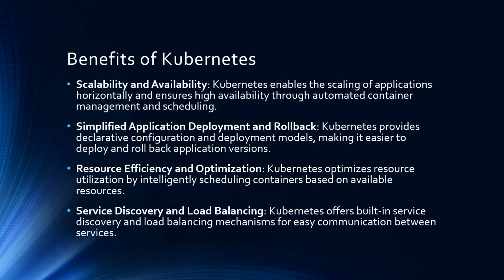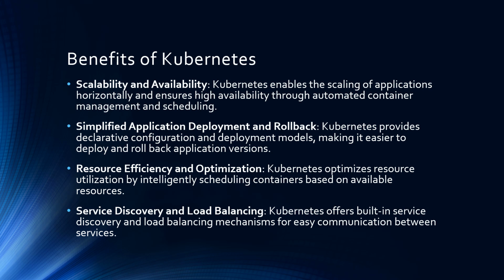The simplified application deployment and rollback capabilities are game-changing. Kubernetes uses a declarative model. You simply describe the desired state of your application, and Kubernetes works to maintain that state. Need to roll back to a previous version? It's as simple as declaring the previous version as your desired state. This approach dramatically reduces deployment risks and makes managing applications at scale much more manageable.